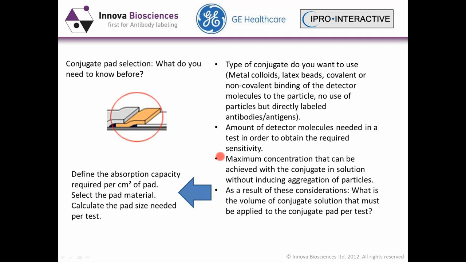What you also have to keep in mind is what is the maximum concentration that can be achieved with the conjugate in solution without inducing aggregation? And this is not only true for the solution that you dispense. You dry the solution. That means during the drying process, you will withdraw water, and you will increase the concentration of your conjugate particles, and they must not aggregate upon drying. And this defines the volume of conjugate and the concentration of conjugate that you must apply. And again, you simply ask for the absorption capacity of the conjugate pads that are available, select the pad material, and you may calculate then the pad size that you need per test.